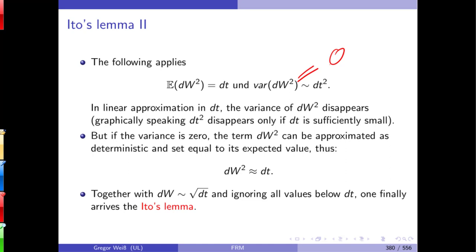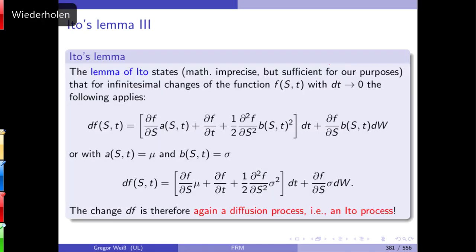But if it's deterministic, it is equal to its expectation. So, dW squared is close to dt. Almost. And with this, if we take the square root, dW becomes the square root of dt, and if we ignore all values with higher powers of dt, one finally gets Itô's lemma, and this one is famous. And we can immediately turn to the lower one with mu and sigma for the drift and diffusion.